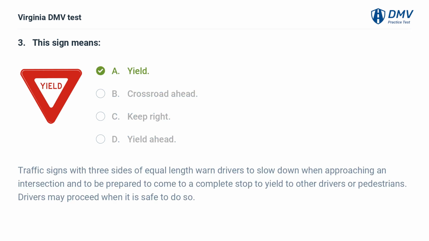A. Yield. Traffic signs with three sides of equal length warn drivers to slow down when approaching an intersection and to be prepared to come to a complete stop to yield to other drivers or pedestrians. Drivers may proceed when it is safe to do so.